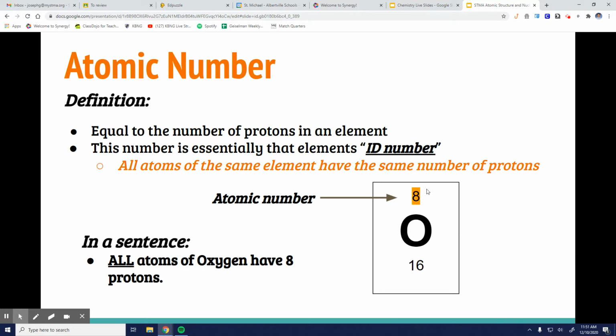The atomic number is listed at the top of the element symbol. So the atomic number is the number above the symbol. This is the element symbol for oxygen. The O is the letter representation, and the atomic number is up here on top, telling us that its atomic number is 8. Because its atomic number is 8, we know that any oxygen atom is going to have 8 protons.